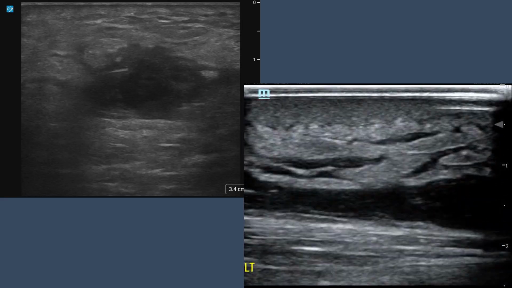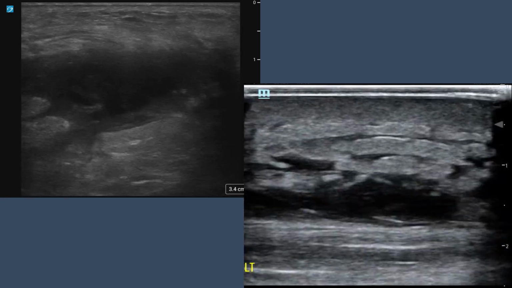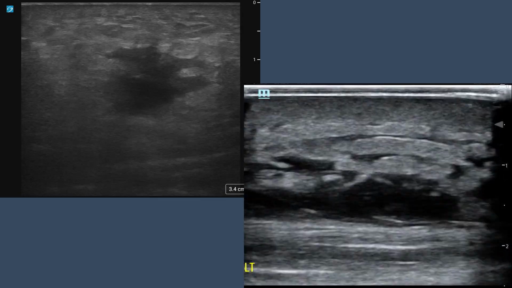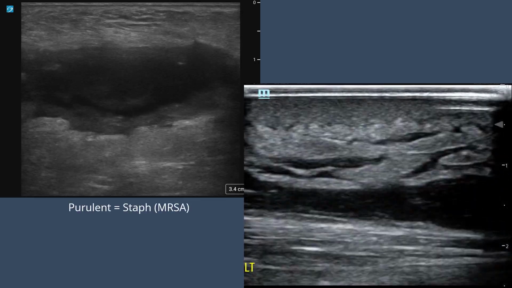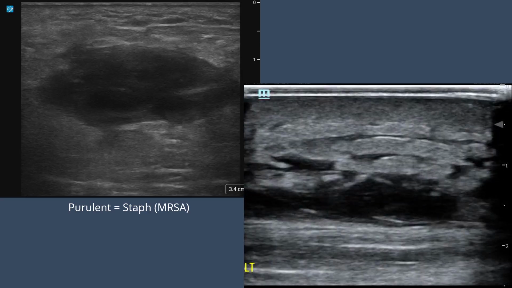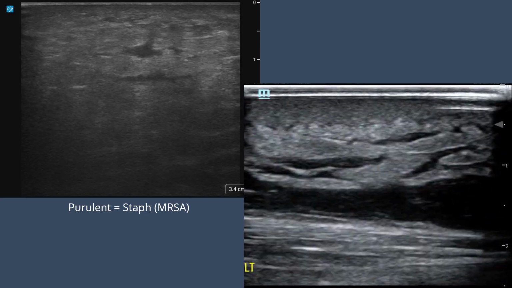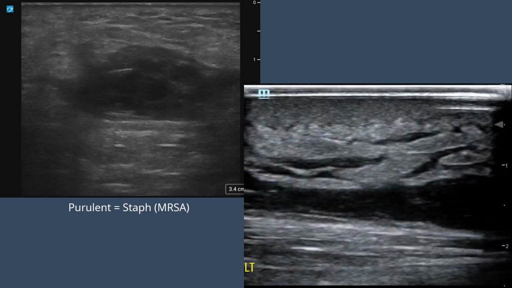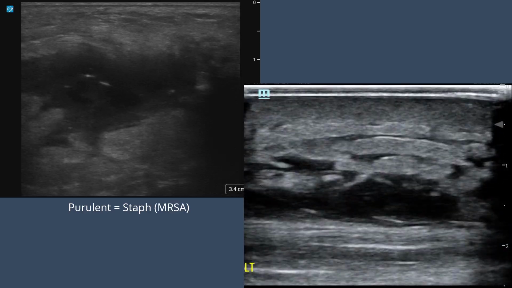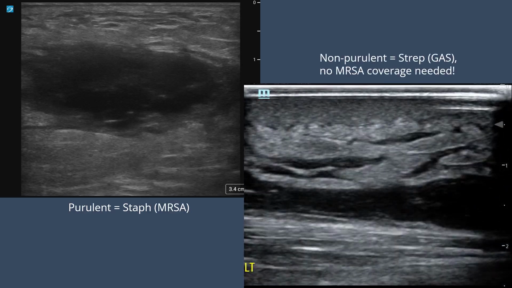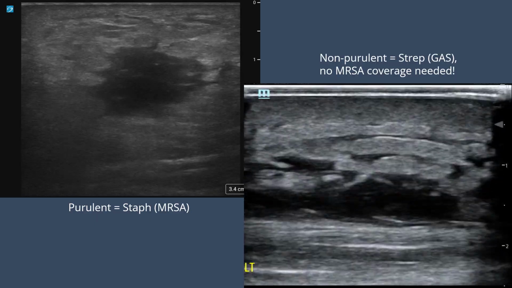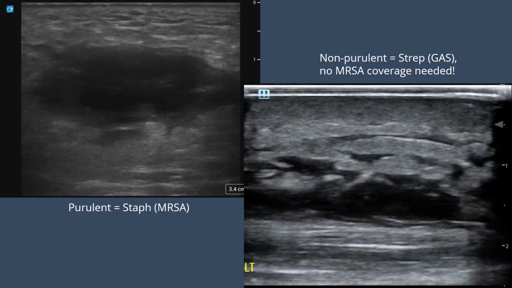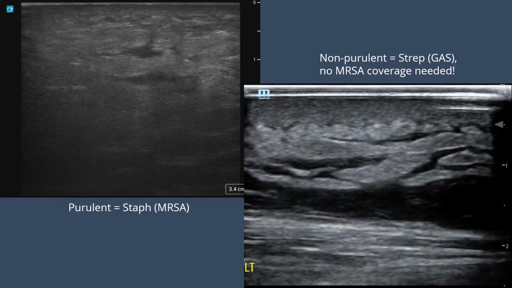There are a ton of articles that say that you should do it, so if there's any question of purulence, just perform the ultrasound. And why does it matter? Well, look at the clip on the left. This is a hypoechoic fluid collection that is consistent with an abscess. This is a purulent infection typically caused by staph such as MRSA. Compared to the clip on the right, which has this cobblestoning of the subcutaneous fat lobules, this is a non-purulent infection typically caused by strep such as group A strep, and no MRSA coverage is needed.